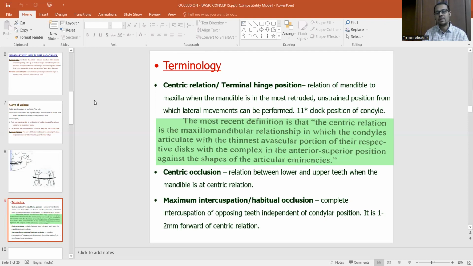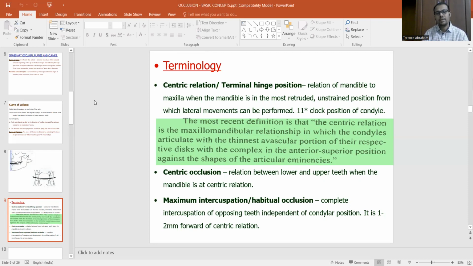So simply, centric relation is the maxillomandibular relation at which the condyle is positioned in the anterior superior position of the articular eminence, isn't it? So it is the most retruded position of the mandible. What is centric occlusion? It is the relation between upper and lower teeth when the mandible is in the centric relation, that is centric occlusion.